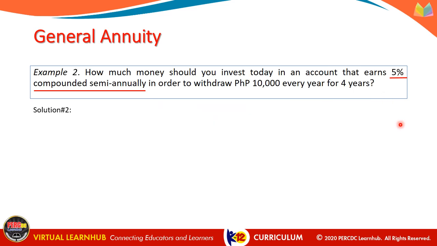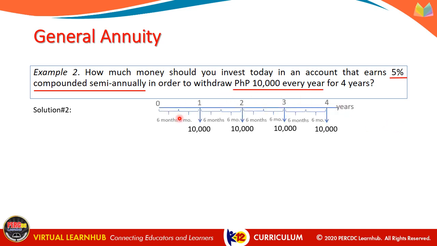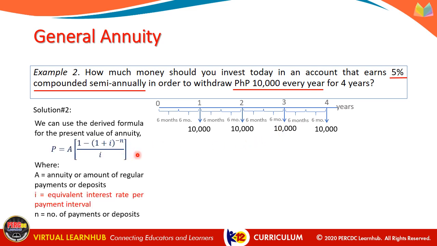For solution number 2, let's make use of this cash flow diagram as our guide. We can actually solve this problem using the derived formula for the present value of annuity. P is equal to A times quantity 1 minus 1 plus i raised to negative n over i, where A is the annuity or amount of regular payments or deposits, i is the equivalent interest rate per payment interval, and n is the number of payments or deposits.